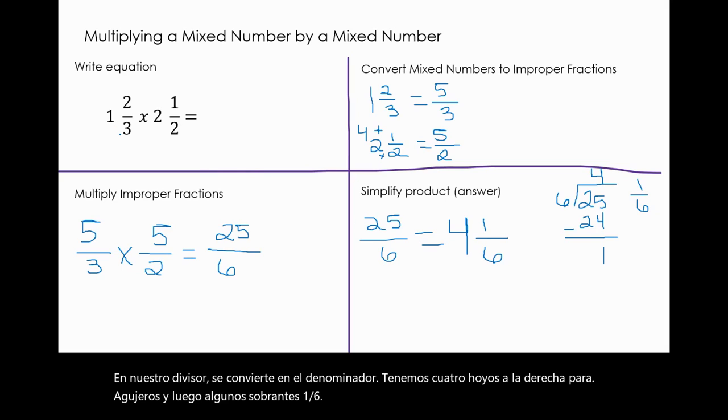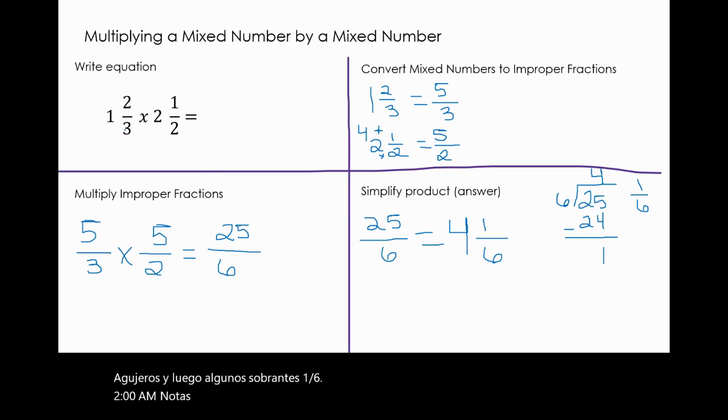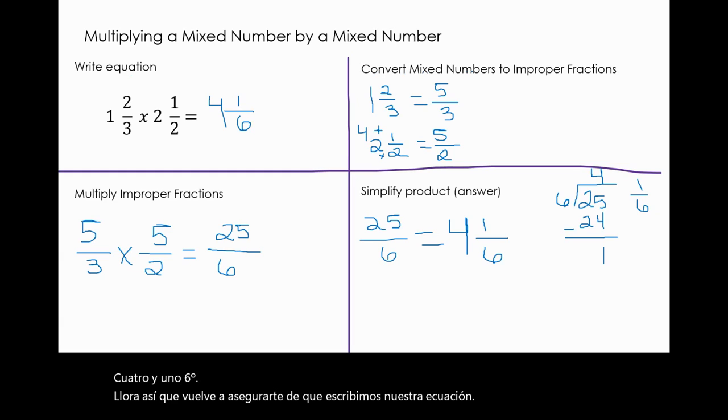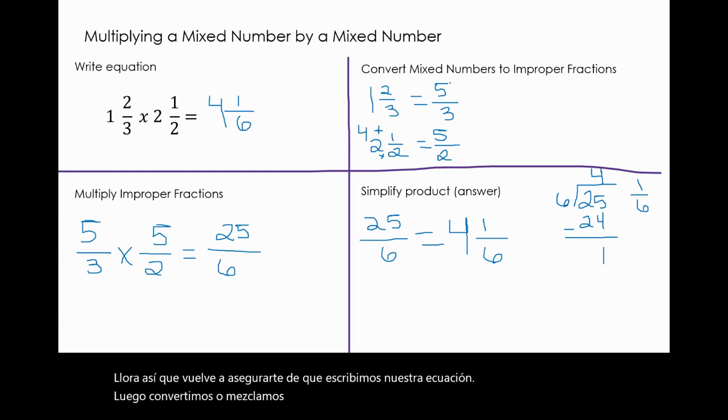So 1 2/3 times 2 1/2 equals 4 1/6. Okay, so again, make sure we write our equation. Then we convert our mixed numbers to improper fractions. Then we'll take those improper fractions and multiply them. And then finally, we simplify our product to get our final answer.